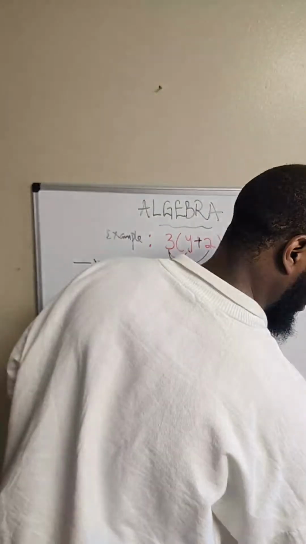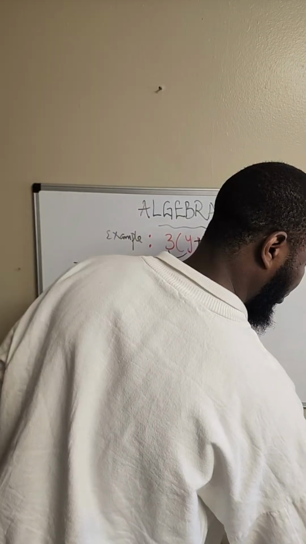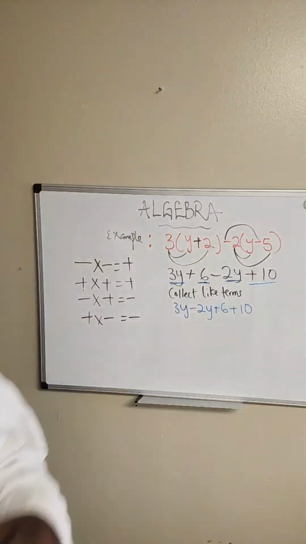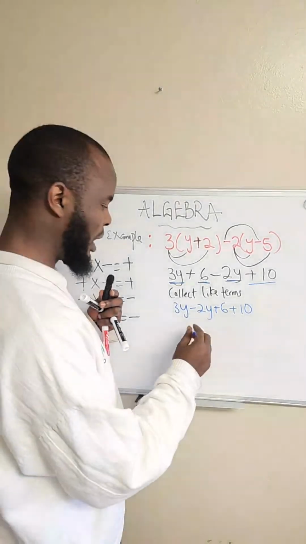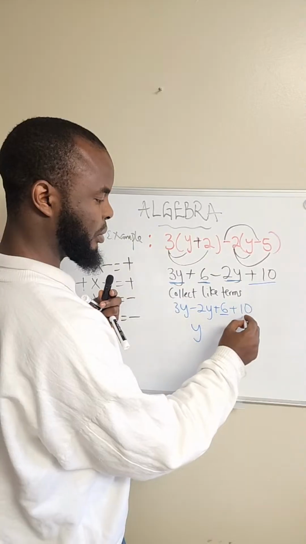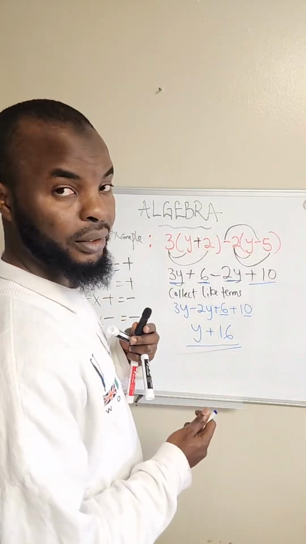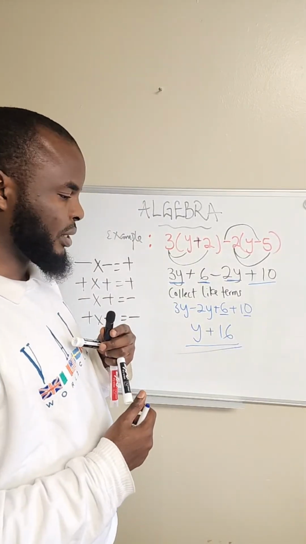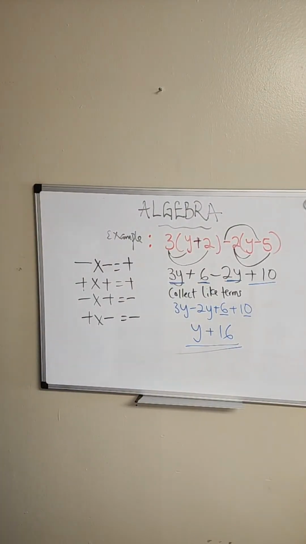3y minus 2y. What would that give you? 3y minus 2y will give you y. And 6 plus 10 will give you what? 16. So here we have y plus 16. Can you see? So this is what we've got. I want you to check this. And if you have some questions you want to ask me, I want you to ask.